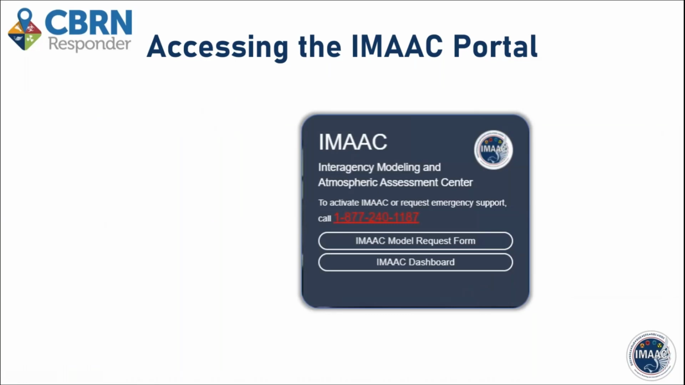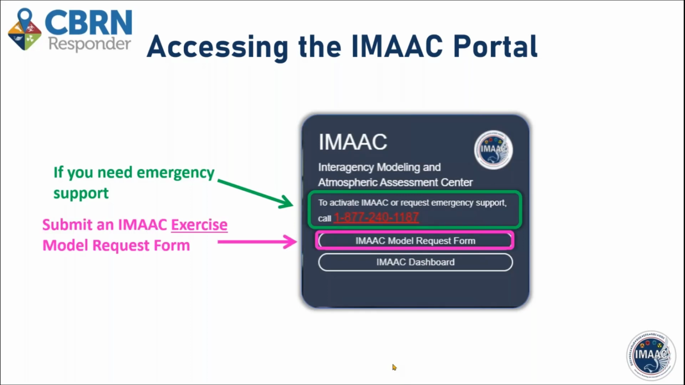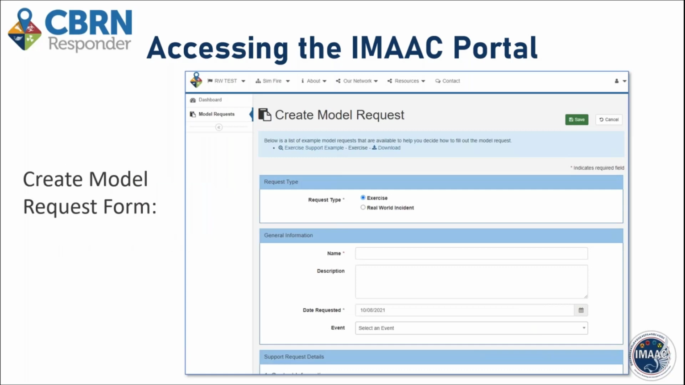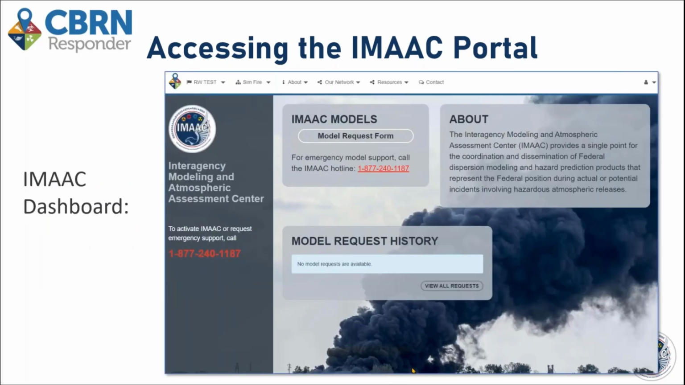Taking a look at the tile itself, the emergency support number is listed all over the IMAAC portal, but it is on this tile as well. So currently you can only request exercise models through the IMAAC portal. If there is a real world incident or you need emergency support, you will need to call this number highlighted in red. The IMAAC model request form button will take you to the model request form, which again can only be used for exercise models. So if you were to click that, you would be directed to this page. And the third button is the IMAAC dashboard. So this will take you into sort of the home page of the IMAAC portal and will also give you some links there as well.